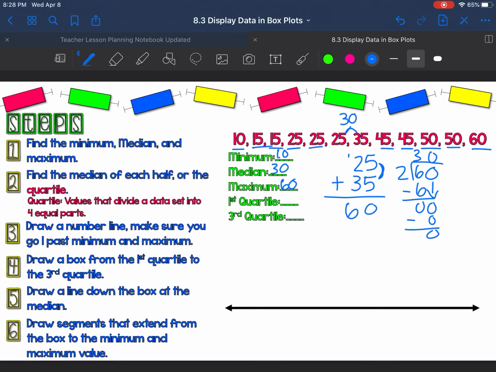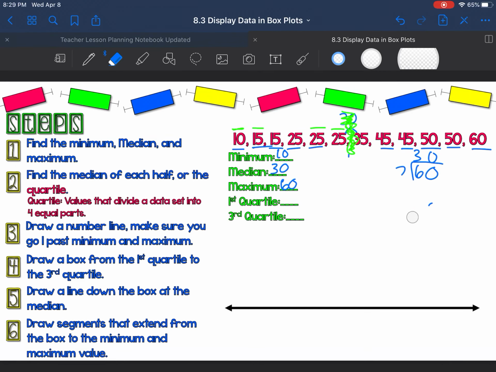So just like we did last time, when we want to find our first and third quartiles, we don't want to look at our median. Our median is 30. That is our dividing line. So that means that we're going to go from 10 to 25. We're just going to go back and forth. Once again, 2 numbers. I need to find the mean of those 2 numbers. So I'm going to erase this so I have room to find the mean.